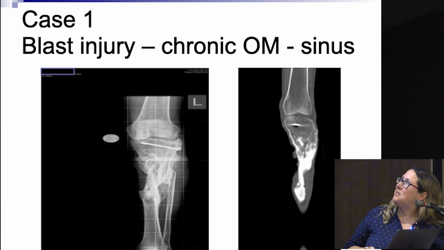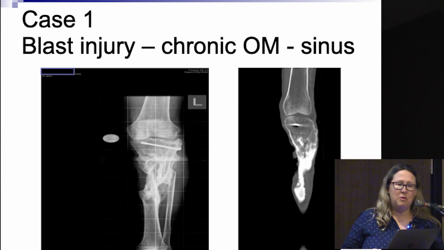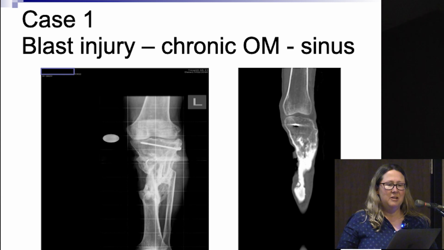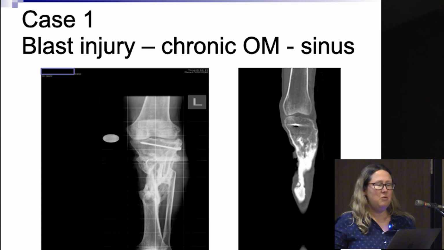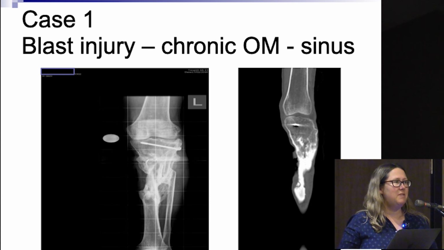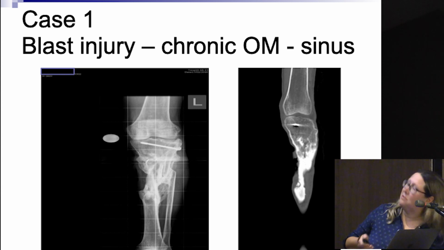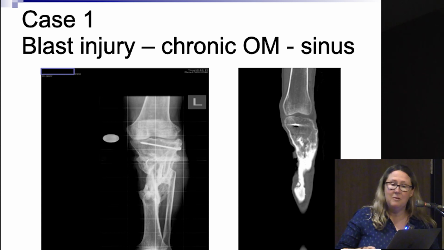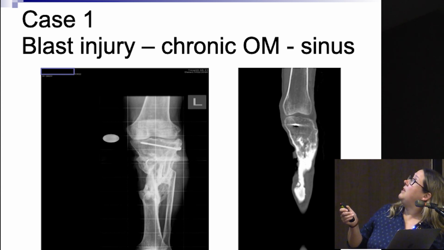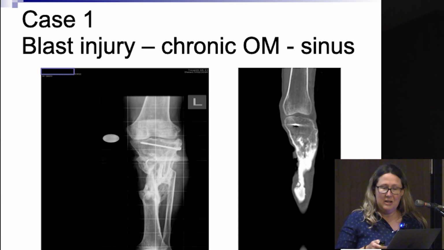This chap had a blast injury out in Africa about 20 or 30 years ago and presented with recurrent infection to us. Where's the problem? Is it at the top end where the screw is? Is it in the mid-shaft of the tibia? Where are we going? So here we've used CT, and you can see nicely the bony sequestrum in here.